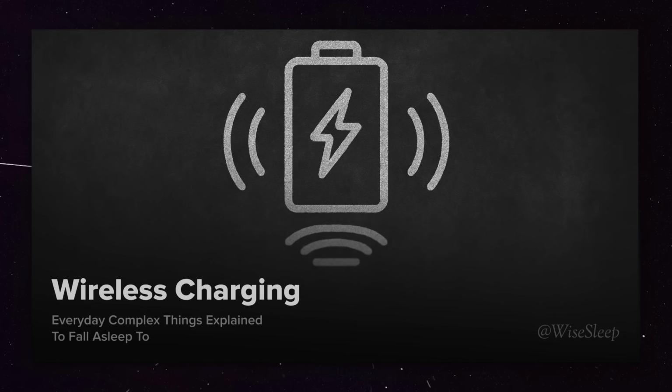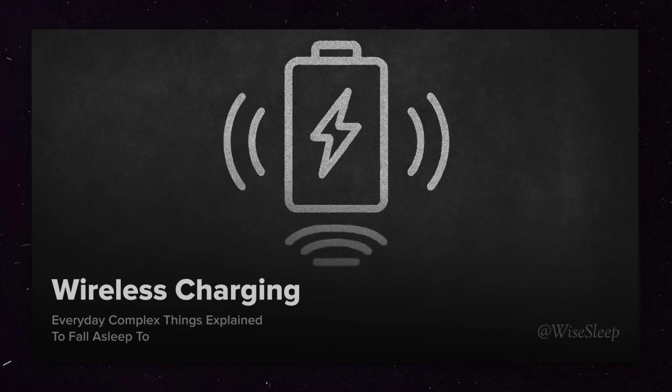When your phone is placed on the pad, the coil inside your phone picks up this magnetic energy and converts it back into electricity, which charges the battery. This transfer of energy only works over very short distances, usually a few millimeters, so the phone has to be placed directly on the pad. If it's misaligned or lifted slightly, charging can stop.